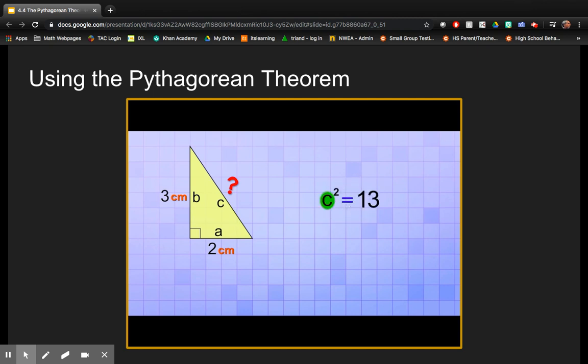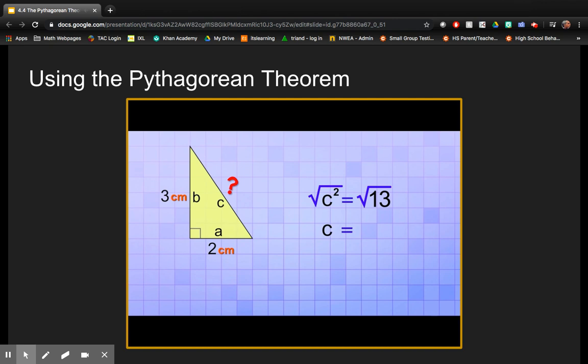Then, to get c all by itself, we need to do the inverse of what's being done to it. Since it's being squared, the inverse operation is the square root. So we need to take the square root of both sides. Taking the square root of c squared just gives us c, which is what we want on this side of the equation.